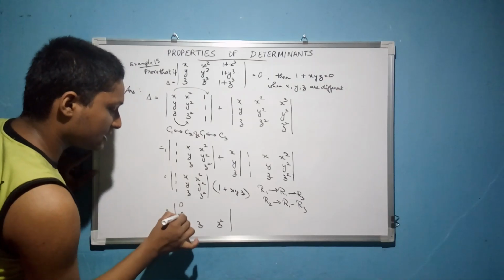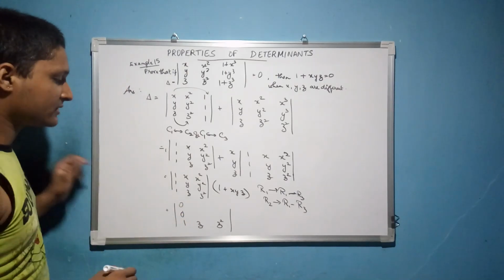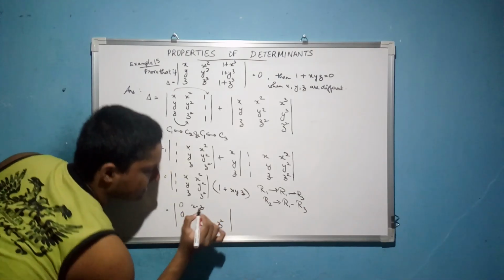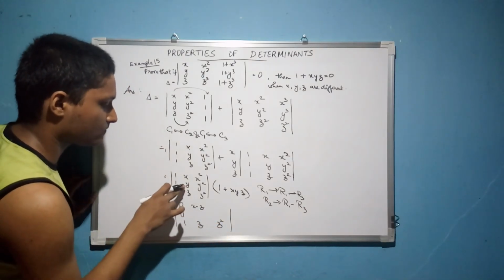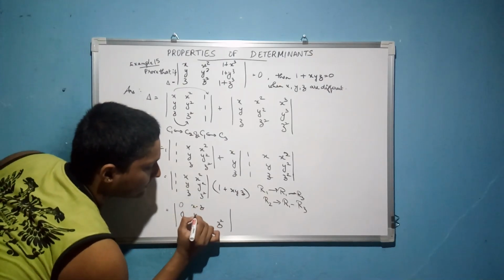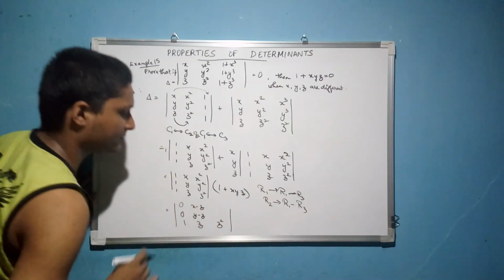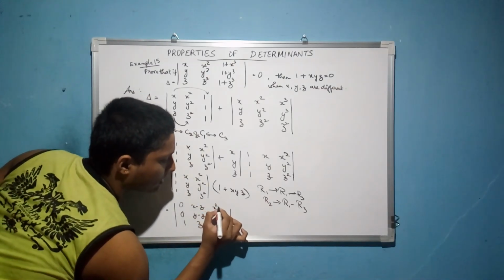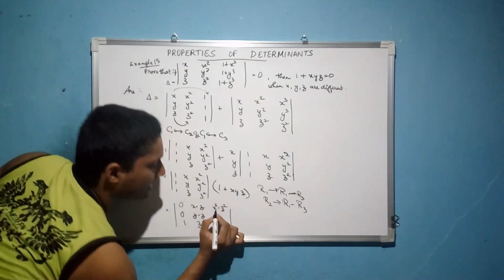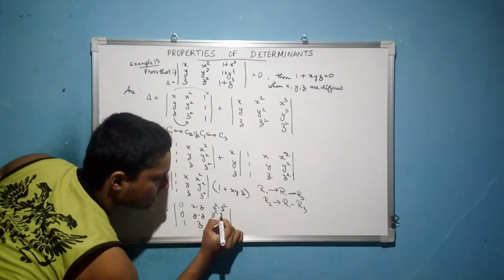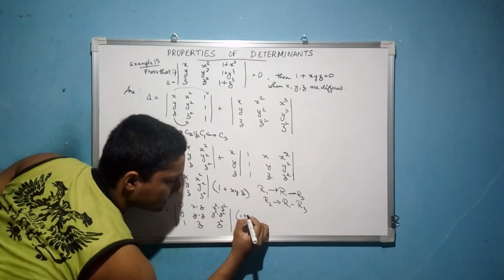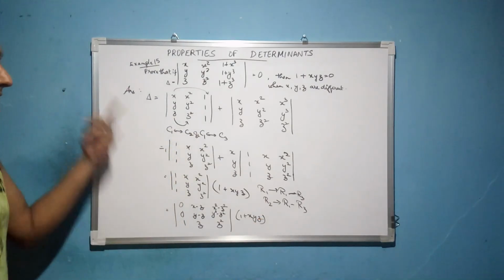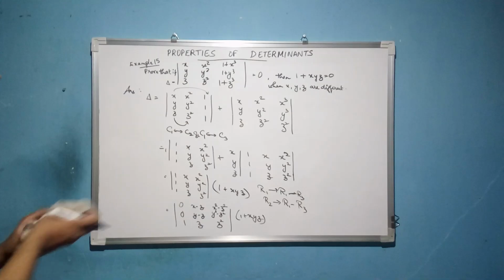Both of them will become 0 because 1 minus 1 is 0. Then you have x minus z here, x minus z. Then you have y minus z here, y minus z. Then you have x square minus z square, and y square minus z square, into 1 plus xyz. This much we got. Now I'll bring that up and write it here.